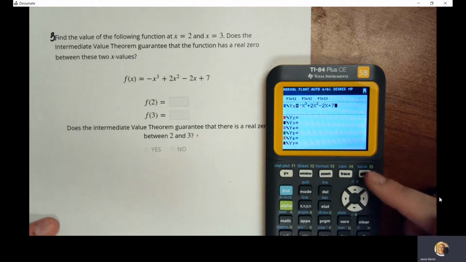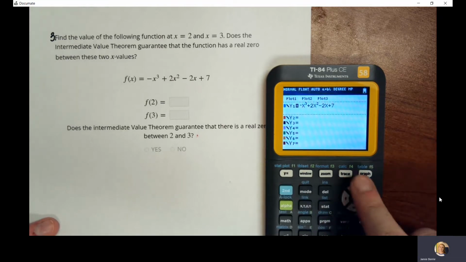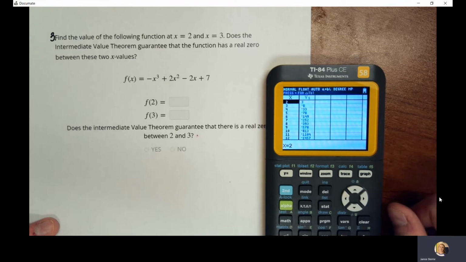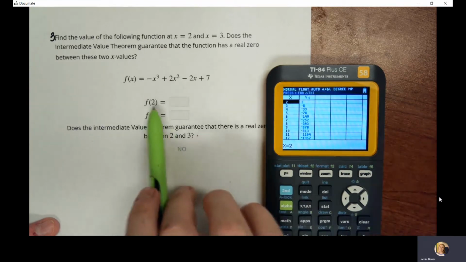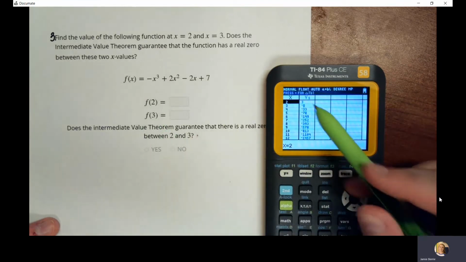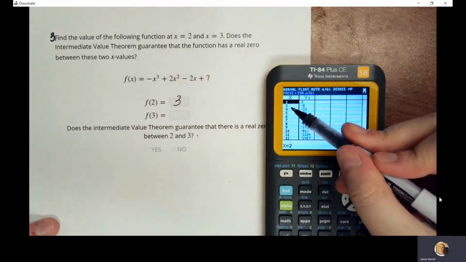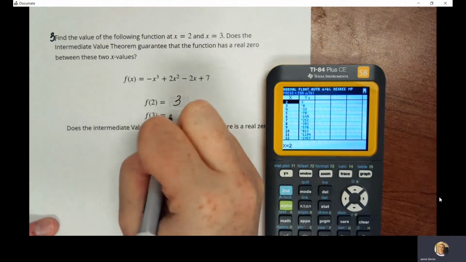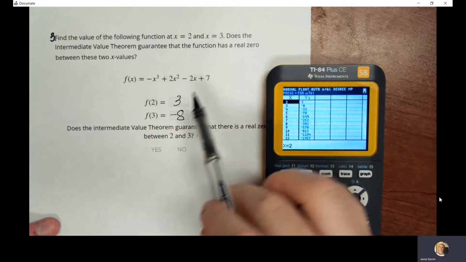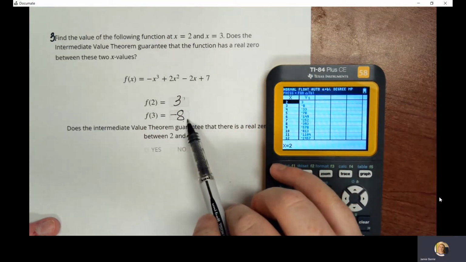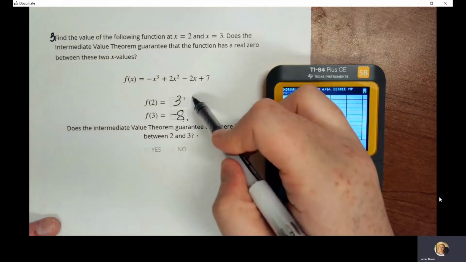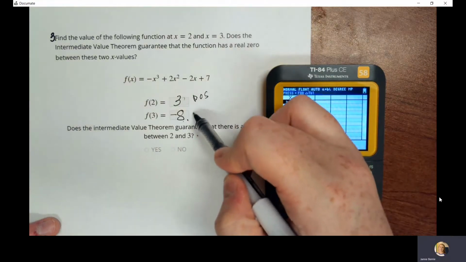All right, then we're going to go to the table. So second graph takes us to the table. If we plug in 2, it gives us back 3. If we plug in 3, it gives us back negative 8. So are those function values different in sign? Yes, one is positive and one is negative.